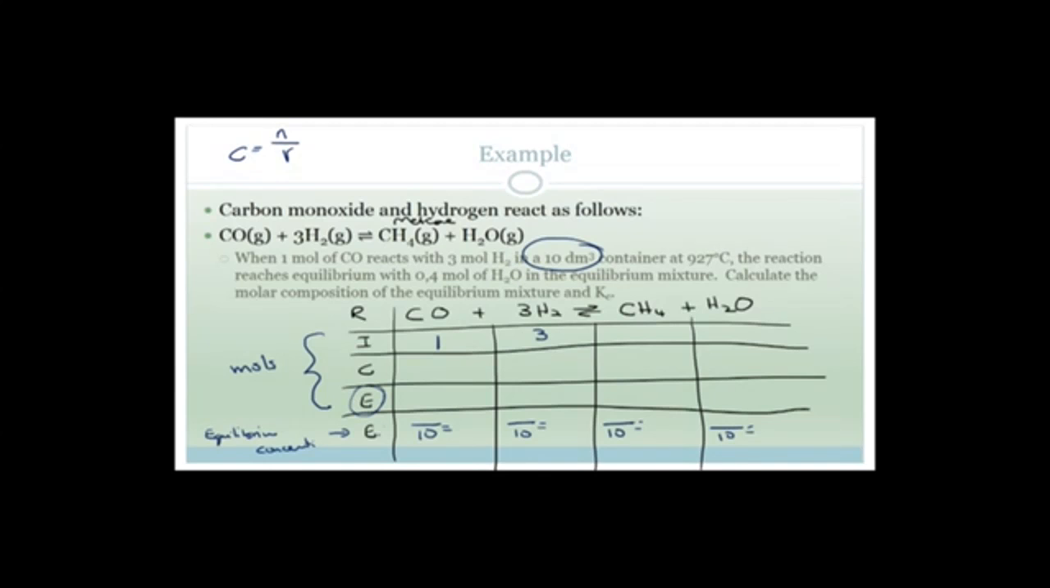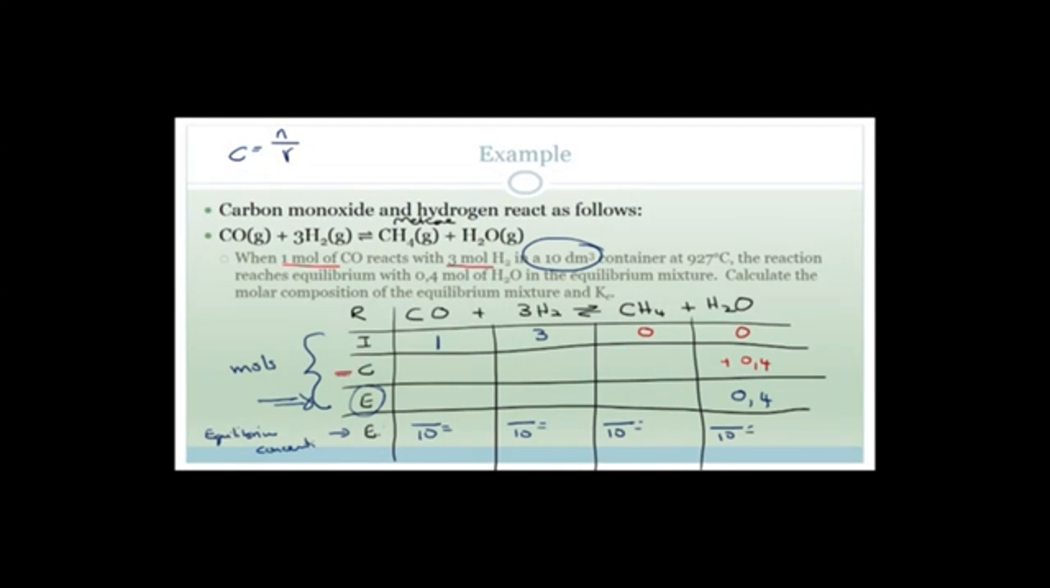Now it says the reaction reaches equilibrium with 0.4 moles of water in the equilibrium mixture. It says calculate the molar composition of the equilibrium mixture. So we need to work that out, and then obviously this to get our Kc. Okay, so here's the trick. The trick is you always first of all write in what you've been given. Now, they've told us that we've got 1 mole of carbon monoxide and 3 moles of hydrogen. They don't say anything about methane and water initially. And because they don't say anything, we can assume that there is zero here, unless they tell you otherwise, okay? Which means we have made 0.4 moles of water.